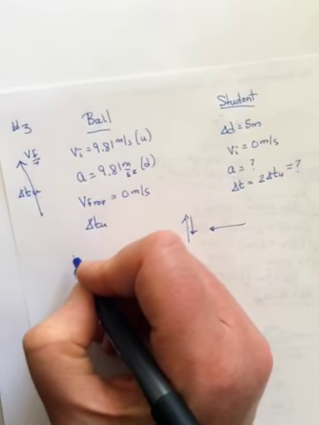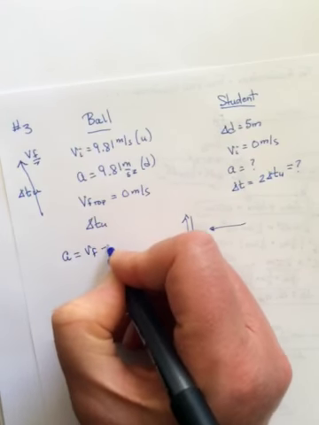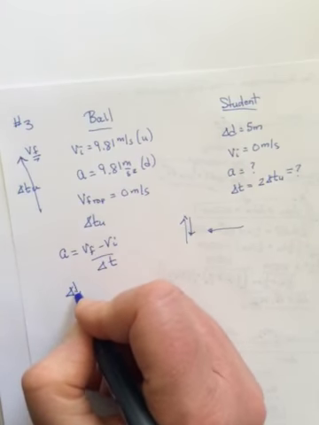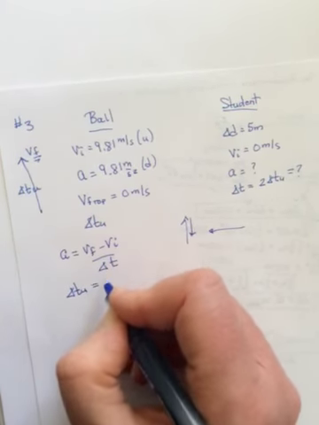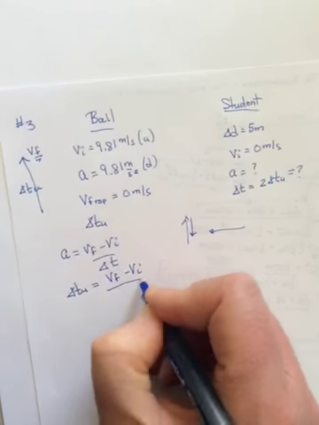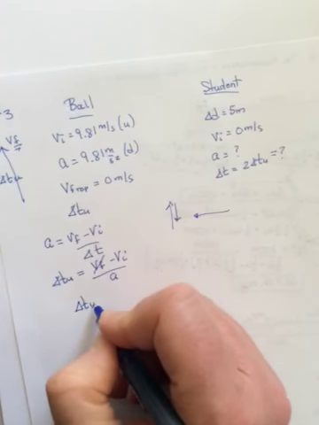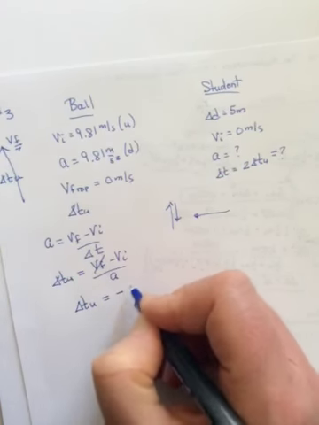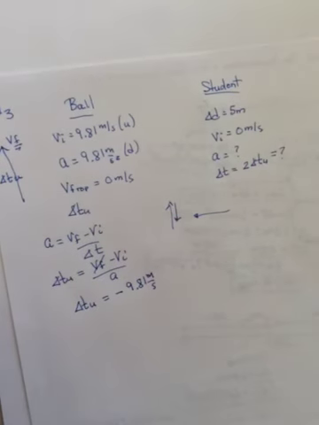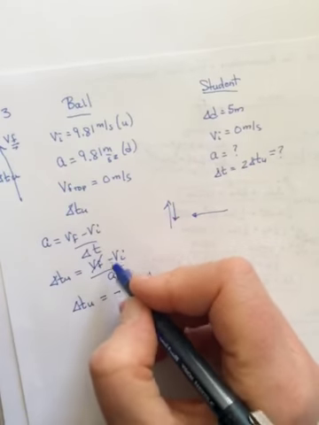So VI, A, VF, delta T, so A is equal to VF minus VI over delta T. So if we're looking at the time to go up, the time up will equal VF minus VI over A, but the VF will go to 0. So the time up will be negative 9.81 meters per second, and it goes in as a positive because it's up, and that minus sign is from the equation.